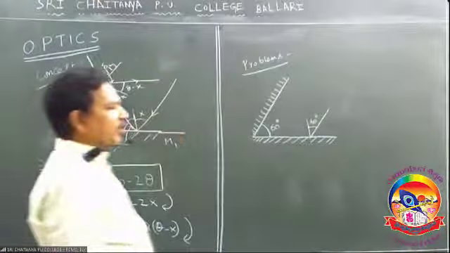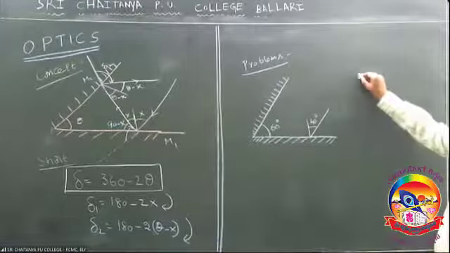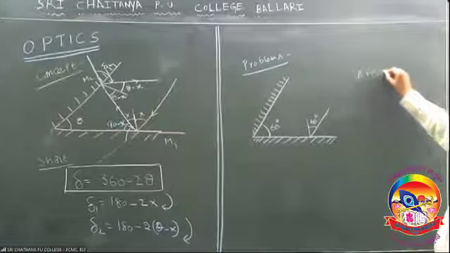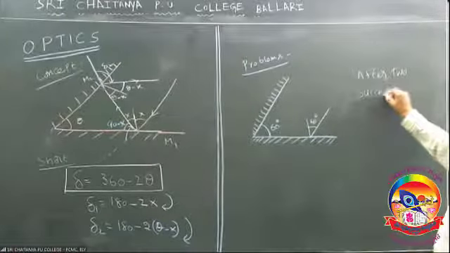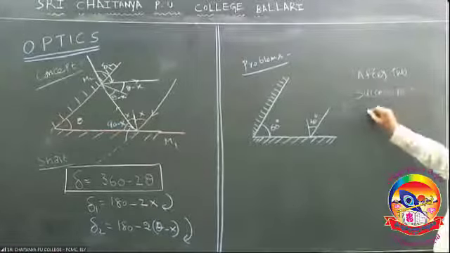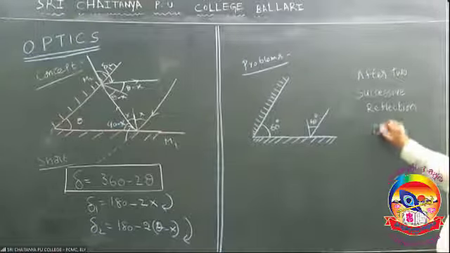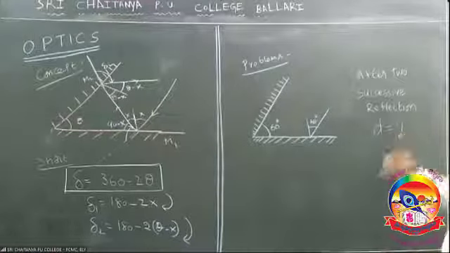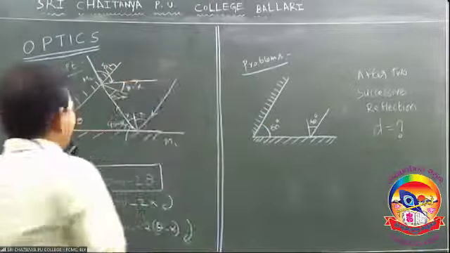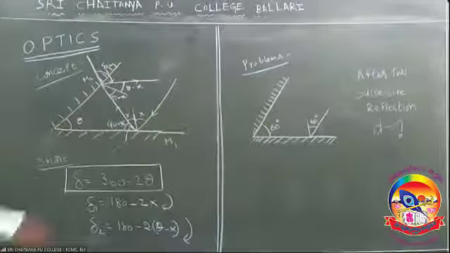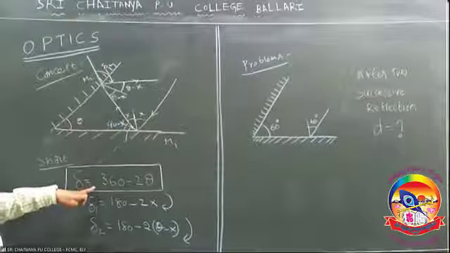What is the problem? I am giving sufficient time. After two successive reflections, calculate the total deviation. Actually, we have to calculate this one. This is a lengthy method, but I know a shortcut.